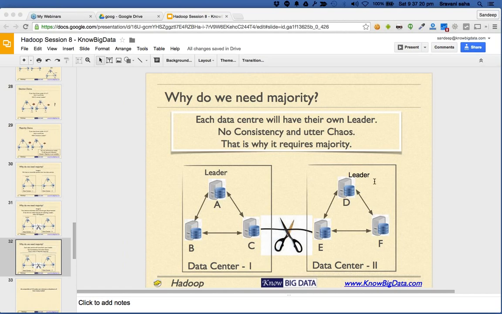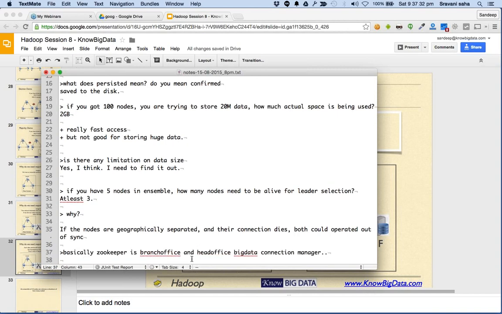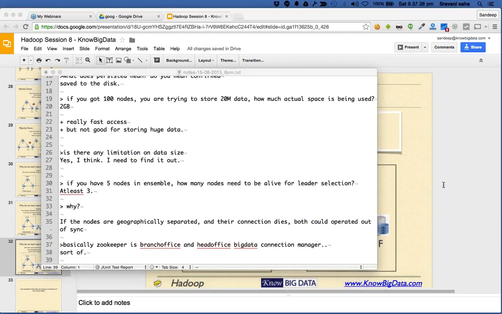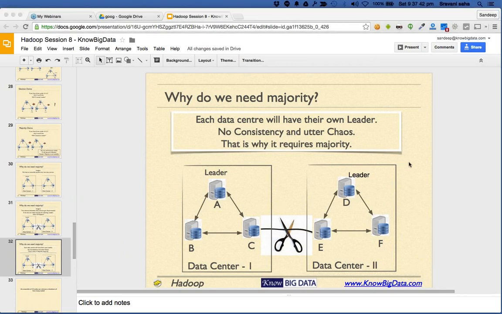So Zookeeper is, basically, a branch office and head office big data connection manager. Sort of, yeah. Okay.